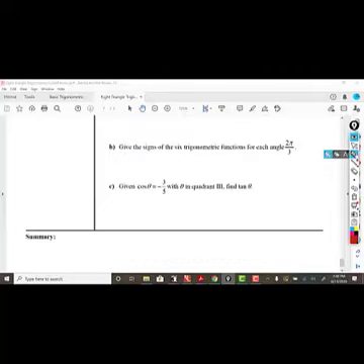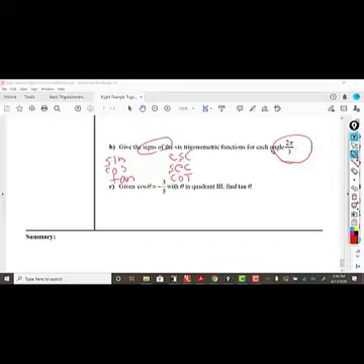Give the signs of the 6 trigonometric functions for each angle of 2 pi over 3. So we have sine, cosine, tangent, secant, cosecant. Okay. Now, let me ask you this. 2 pi over 3, what quadrant is that in? Because the quadrant that it's in is going to affect the signs. Hopefully you've noticed that it's quadrant 2.